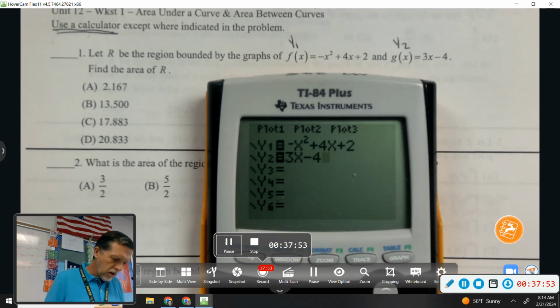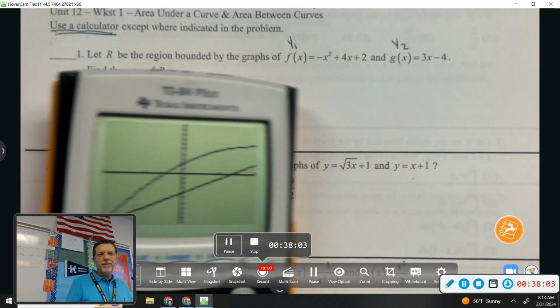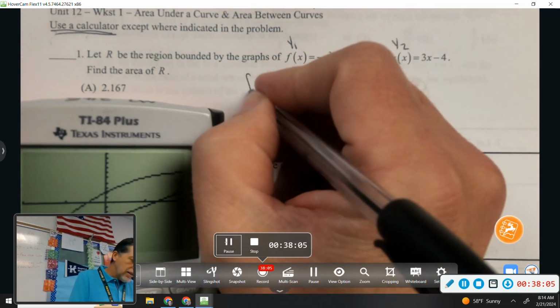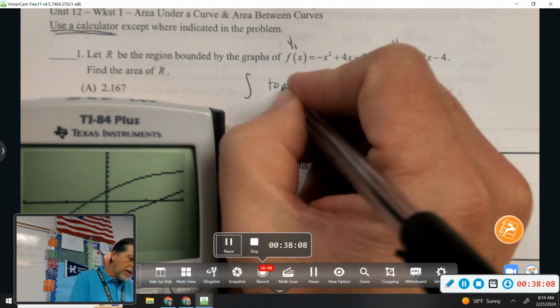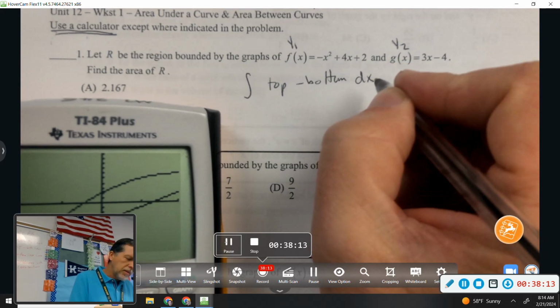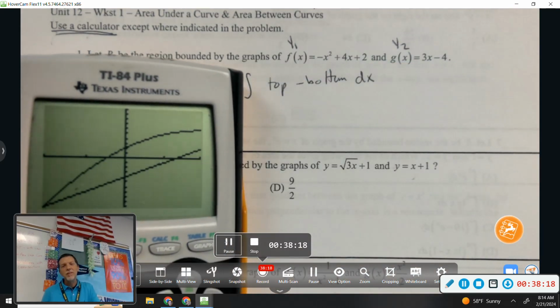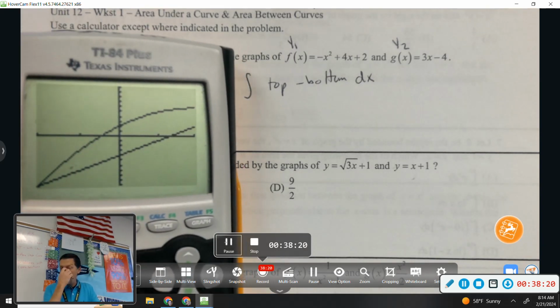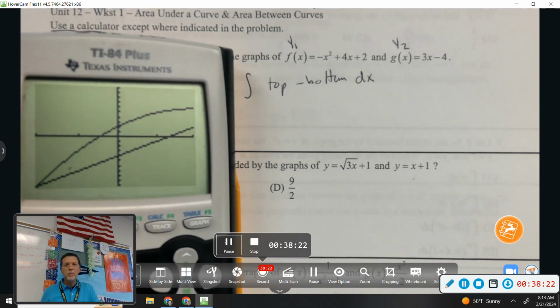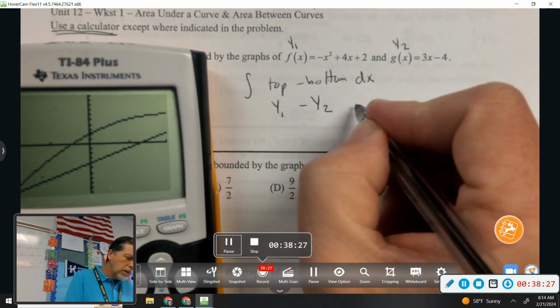3x minus 4. Okay, so I'm going to back up here. Top minus bottom. It's going to be a dx problem. So I need to know which one's top and which one's bottom, and I need to know the limits. Well, I can tell the top and the bottom already because that parabola is the one on top. So that's y1 minus y2.